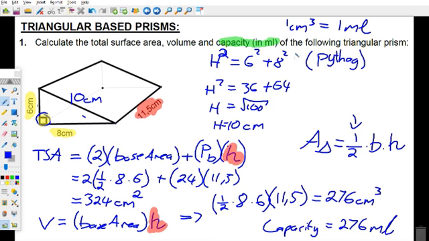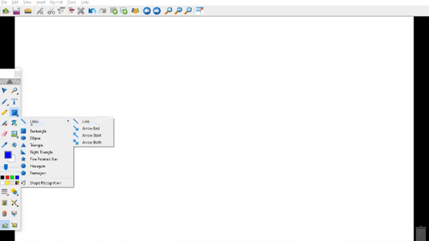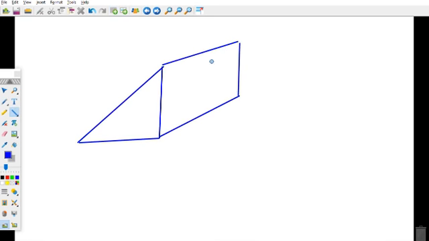The height comes from the thing that's making it into a prism. So if we have a base triangle that looks like that, and we have a prism, that's a very, very accurate drawing, trust me.